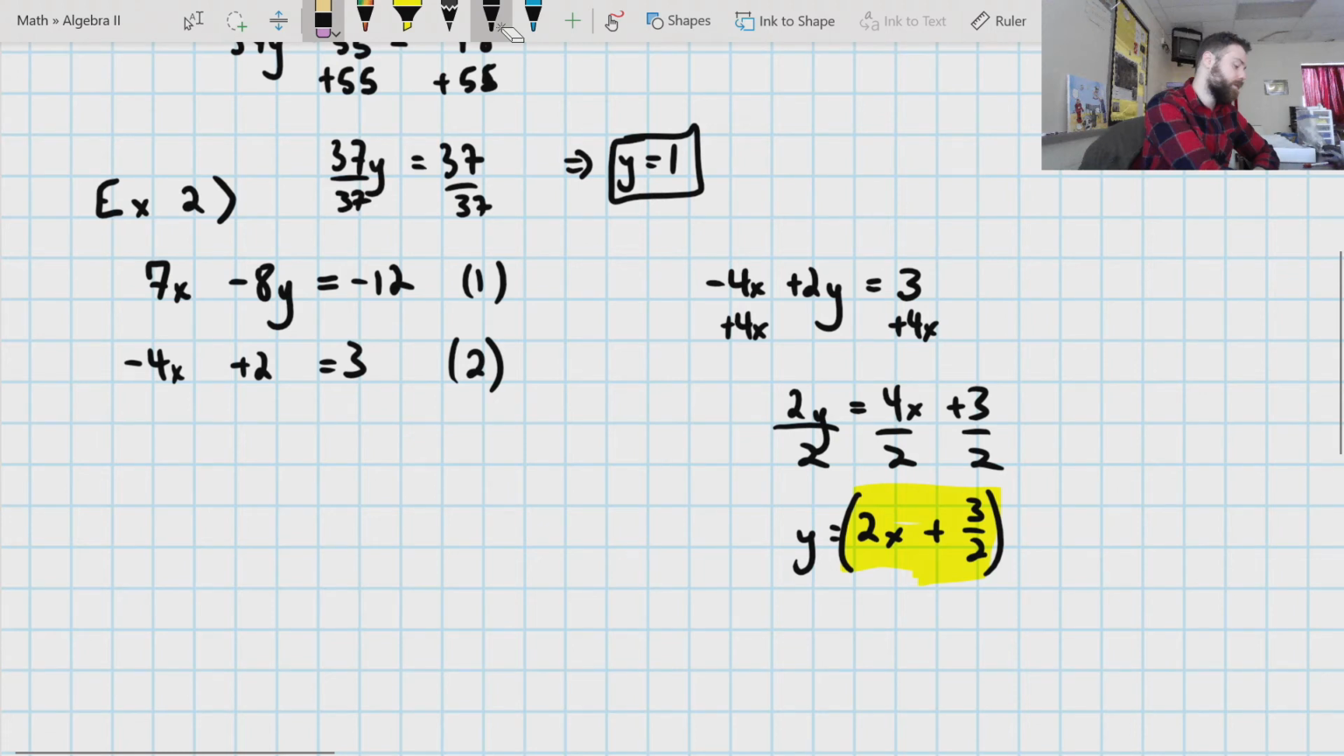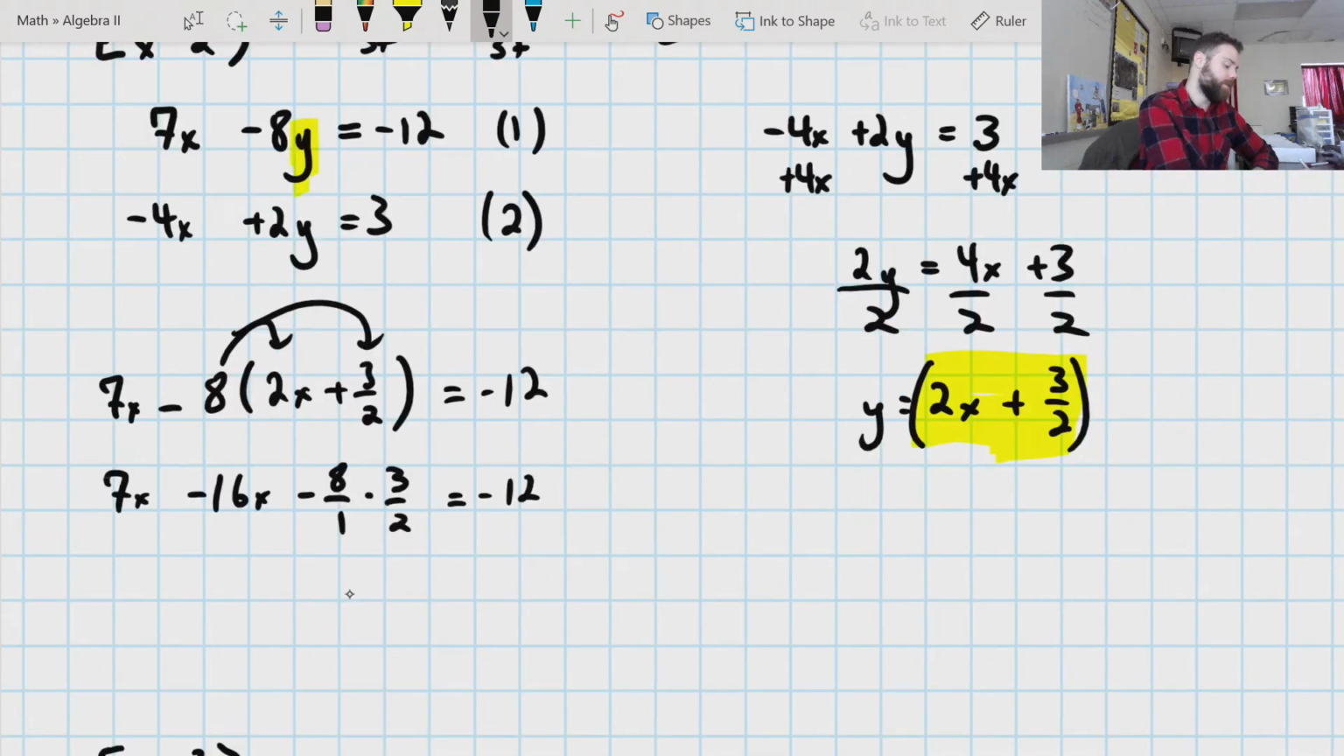So if I take a look here, negative 8 times 3 is negative 24. Negative 24 divided by 1 times 2 is going to be negative 24 divided by 2, which is negative 12. Equals negative 12. And 7x minus 16x is actually going to be negative 9x. So you're left with negative 9x minus 12 equals negative 12. If I add 12 to both sides, this gives me negative 9x equals 0.